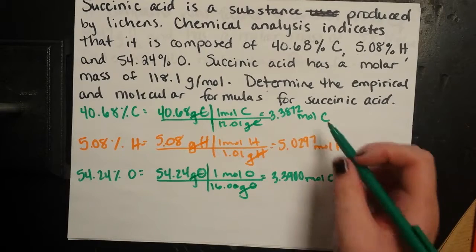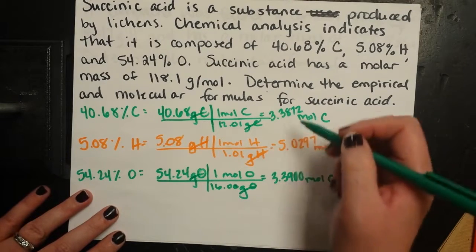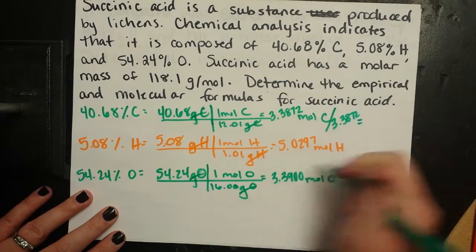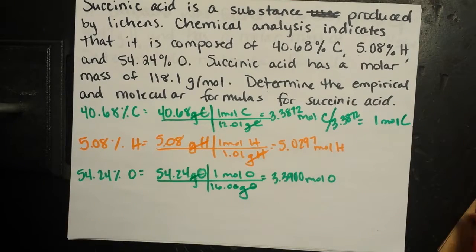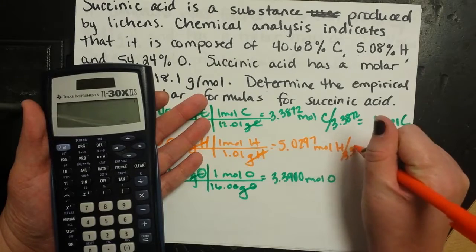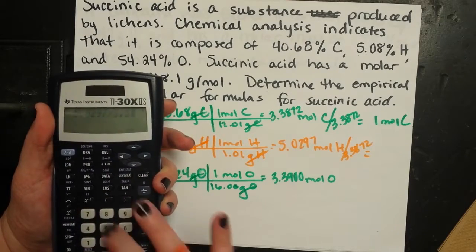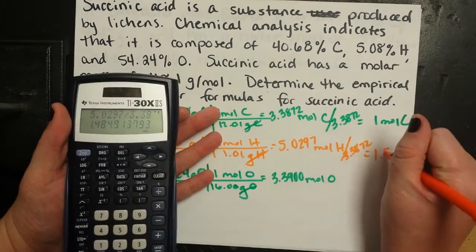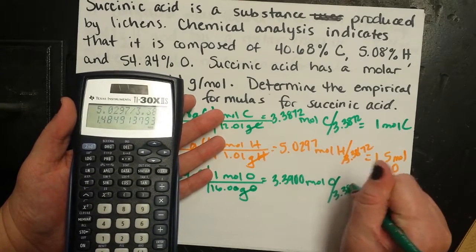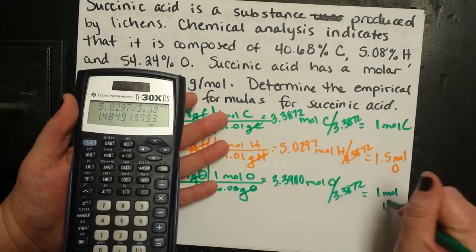To find their relationship to each other, we need to divide each of them by the smallest. Now here, these are basically the same number. I'm still going to choose the exact smallest, so I divide by 3.3872, and that's going to give us 1 mole of carbon. If I take this one, 5.0297, and divide it by 3.3872, that gives me roughly 1.5. And this one divided by 3.3872 is going to be basically 1, because that's basically 3.39. So 1 mole.